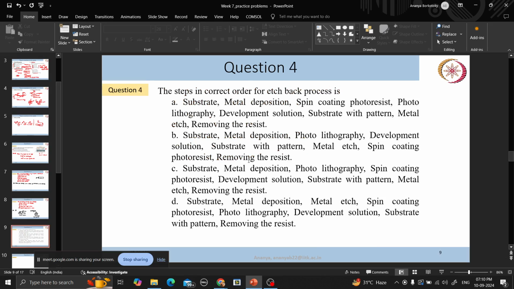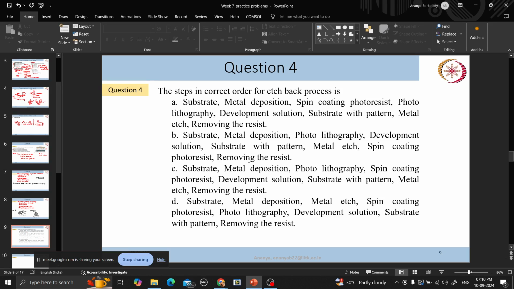Let's go to the next question. Question 4. So the question is: the steps in correct order for the etch-back process is.